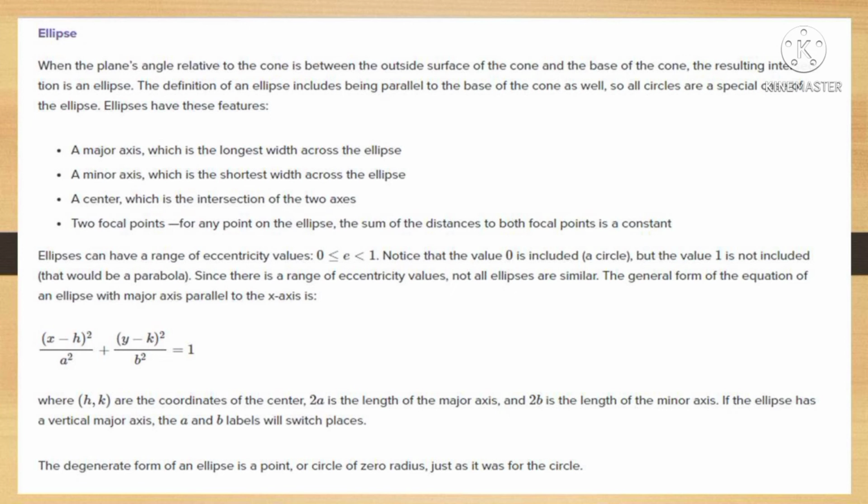The general form of the equation of an ellipse with major axis parallel to the x-axis is quantity x minus h squared over a squared plus quantity y minus k squared over b squared is equal to 1, where h, k are the coordinates of the center. 2a is the length of the major axis and 2b is the length of the minor axis. If the ellipse has a vertical major axis, the a and b labels will switch places. The degenerate form of an ellipse is a point or circle of 0 radius, just as it was for the circle.